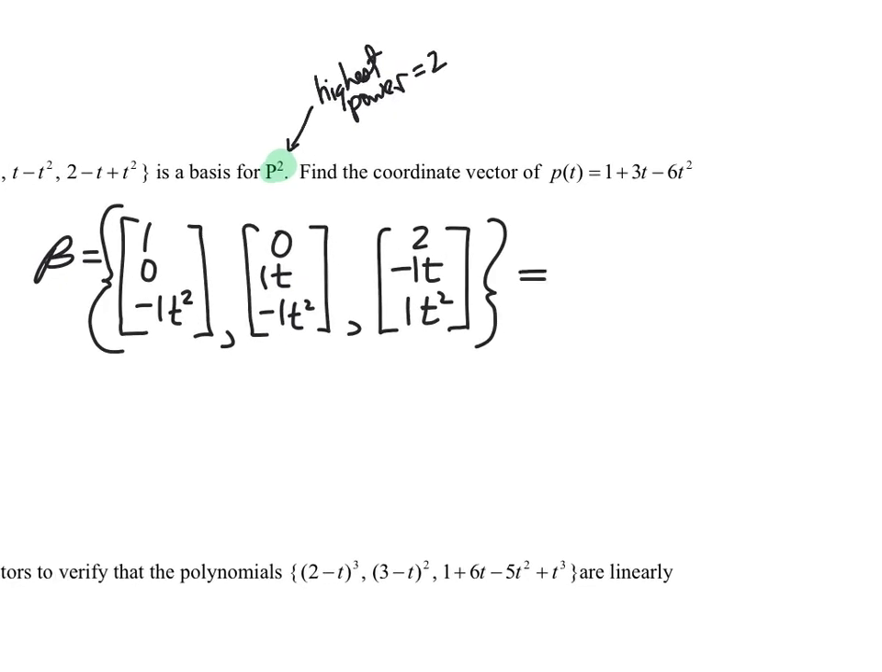Because once you have the model telling us that the first entry represents the constant term, the second entry represents the power of 1 term, and the third entry represents the power of 2 term, then you have everything you need. So this corresponds to a transformation matrix, or the basis matrix: 1, 0, negative 1, 0, 1, negative 1, 2, negative 1, positive 1.